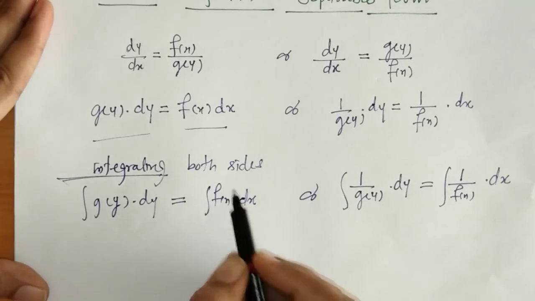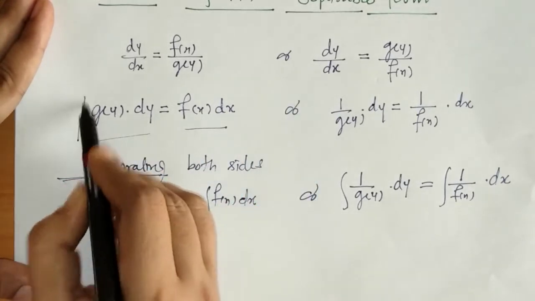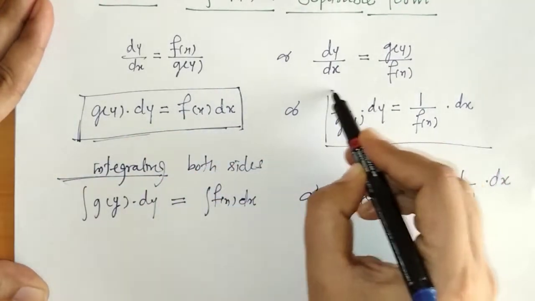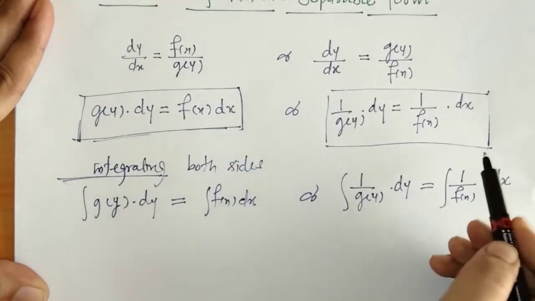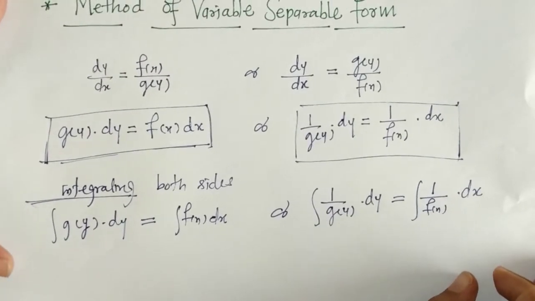So such a method is called the method of separable form, right? So we have to write down the given ODE in variable separable form. So we will try some examples here.